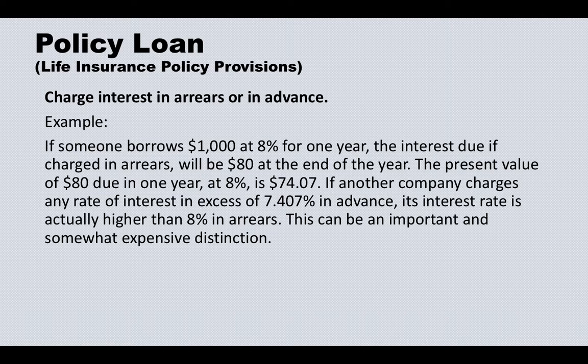So basically, if you borrow $1,000 for a year, at the end of the year you pay $80 in interest. But if the insurance company said, we want you to pay the interest at the beginning, this is the present value of the $80 at the interest rate of 8%. This is $74. So your interest rate should be 7.4%, if you pay in advance at the beginning of the year.